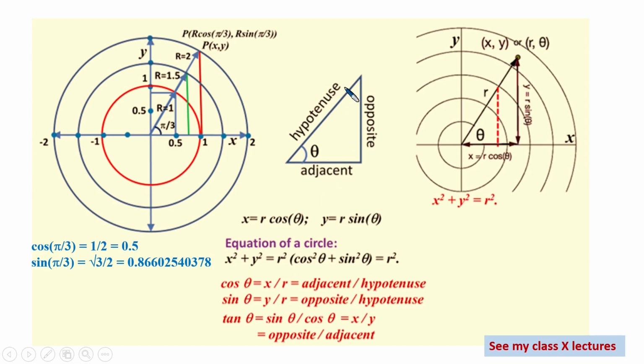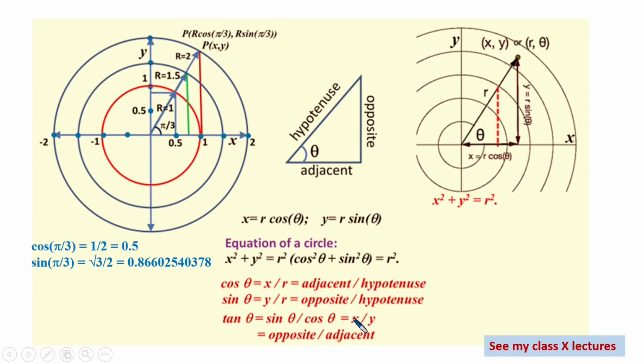And now suppose it is not 1, but some other value r. So x by r is your cos theta, and similarly sin theta will be y by r, opposite by hypotenuse. And you can define one more quantity called tan theta, which is the ratio of sin theta by cos theta. So if I take the ratio of sin theta by cos theta, you have this.